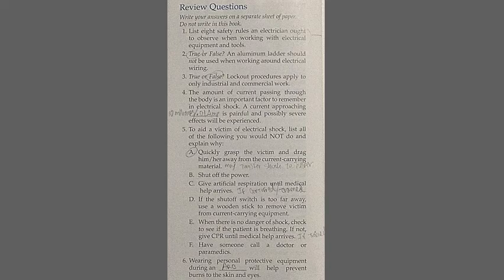Question 2. True or false, an aluminum ladder should not be used when working around electrical wiring. That is true. Aluminum is a metal and it is highly conductive. You should avoid using aluminum ladders when working around electricity. Question 3. True or false, lockout procedures apply to only industrial and commercial work. That is false. It applies to all types of work.